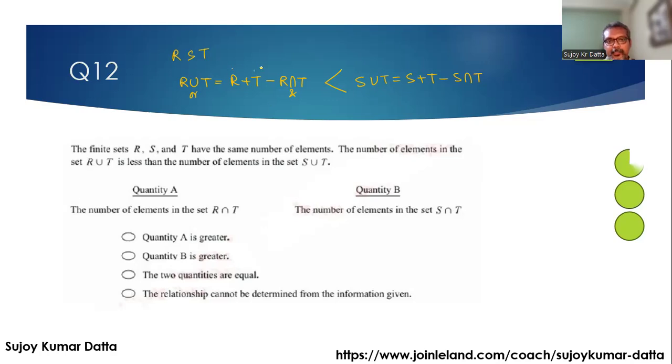Now see, the sum of R and T and the sum of S and T are the same because they're given as equal sets. But after subtracting R intersection T, it becomes smaller than after subtracting S intersection T. So that means this subtraction must be bigger. That's why this value has become smaller. So quantity A is bigger than quantity B. You subtracted a bigger number, only then do you get a smaller value, right?